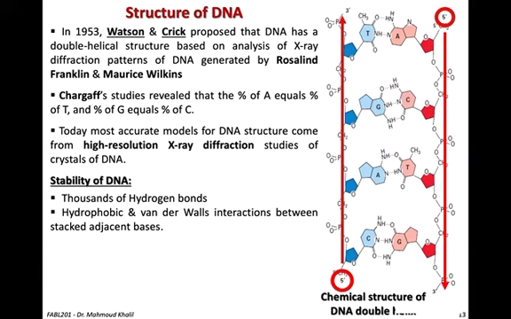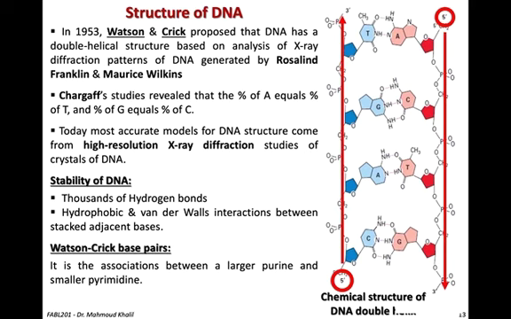As well, there are 2 types of interaction, the hydrophobic interaction and van der Waals interactions between these stacked adjacent bases. In this empty region, there is a kind of interaction called hydrophobic and van der Waals interaction that keeps equal distance between the base pairs. And this gives another layer of stability for the DNA molecule. So Watson and Crick proposed this base pairing in which a larger purine binds with a smaller pyrimidine, in which A binds with T and G binds with C.